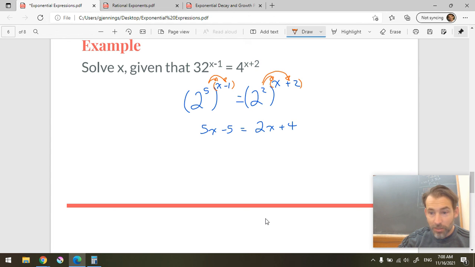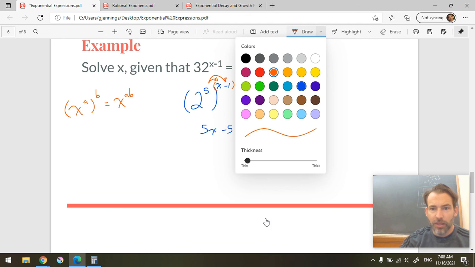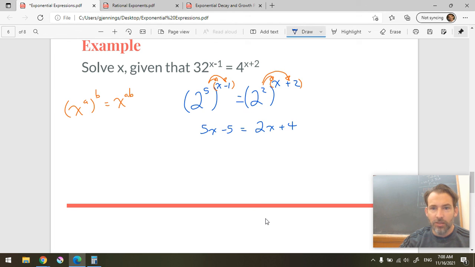And what this is telling me is a set of instructions. Remember that x to the a to the b is equal to x to the a times b. So if that's true, then 2 to the 5 raised to the power x minus 1 should be 2 to the 5 times x minus 1. When I do this multiplication, I have to use the distributive property. Same thing here. 2 times x plus 2 gives me this. And so these things are equivalent. If those things are equivalent, then that is an equation that I can solve.